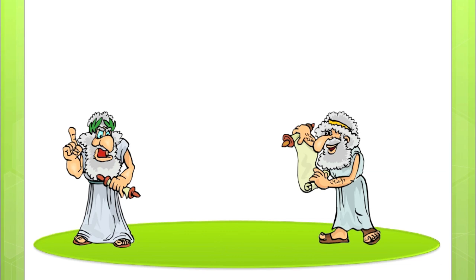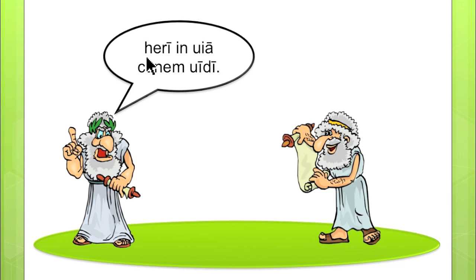Now, let's imagine that our cranky poet is talking to our kindly poet. He might say, heri in via canem vidi. Heri means yesterday. In via means on the road. Canem is the accusative of the word that means dog. And vidi means I saw. So this is yesterday on the road, I saw a dog.